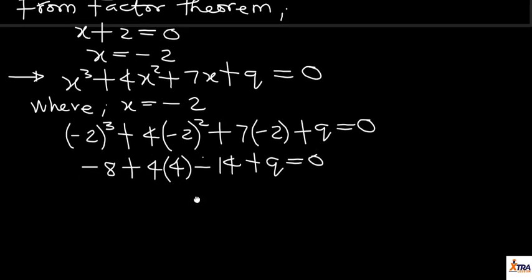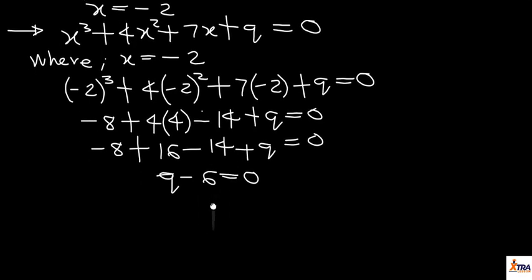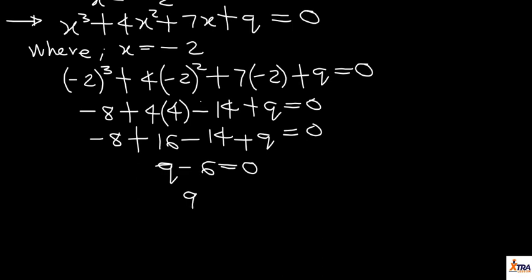I can get my q here because this is a linear equation. I have minus 8. 4 times 4 here gives me 16. Minus 14 plus q equals 0. I know 16 minus 8 here is 8. 8 minus 14 is minus 6. So I have q minus 6 equals 0. From here, I've gotten my q. So therefore, my q is 6. Now I've gotten the value of q, but that is my Roman figure 1.